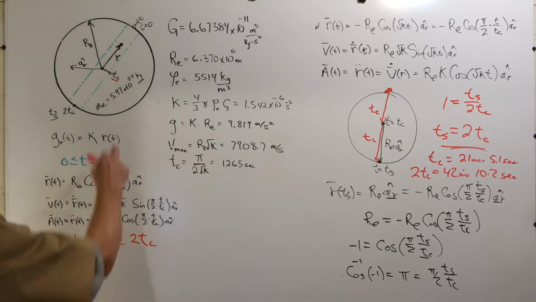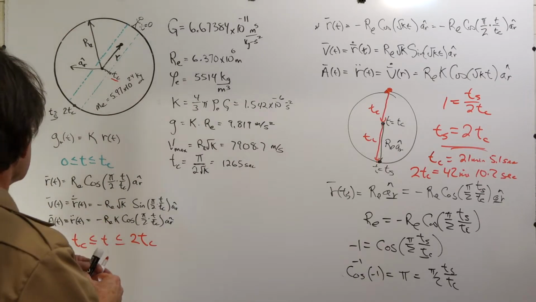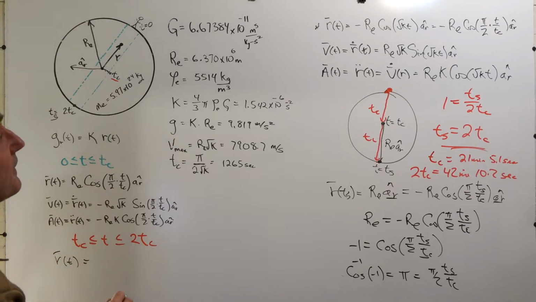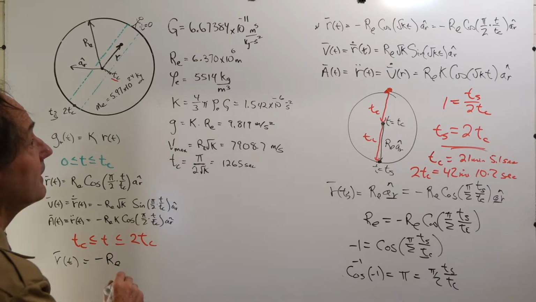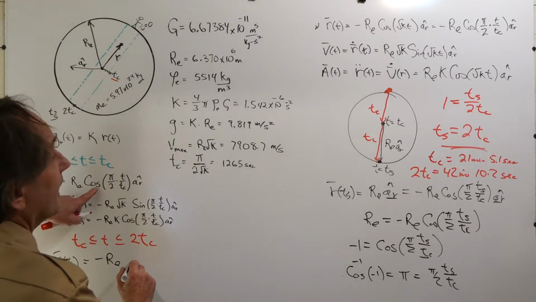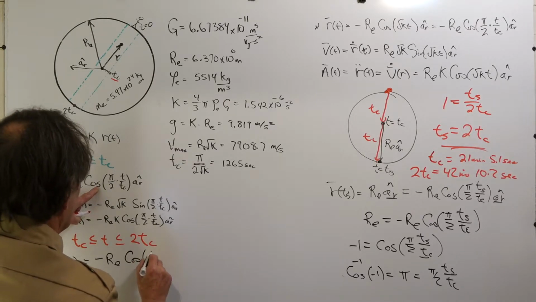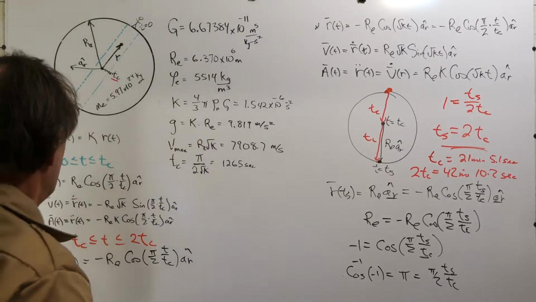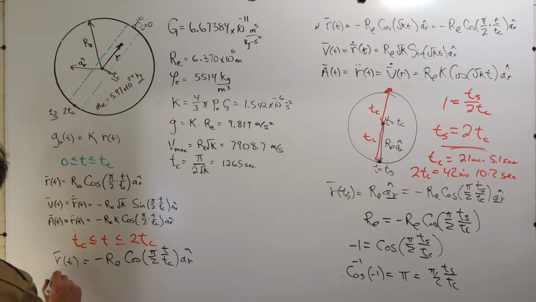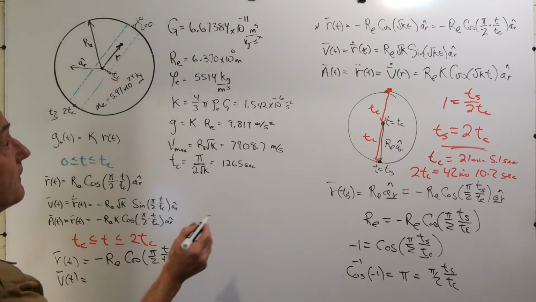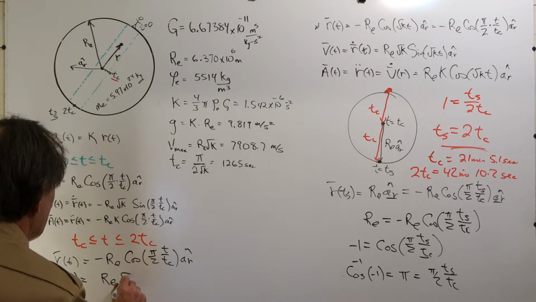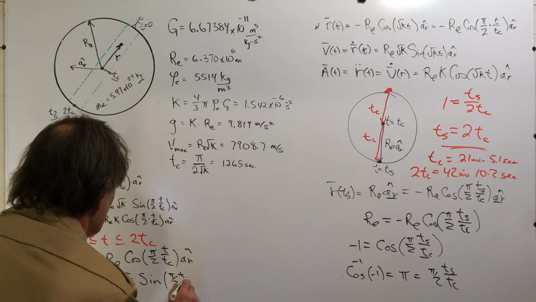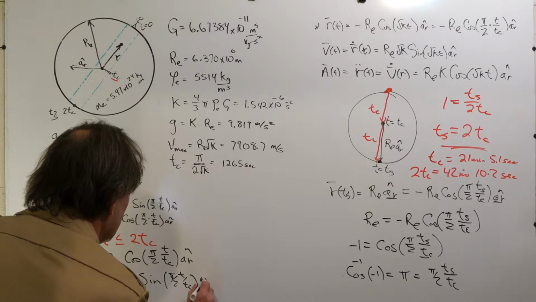From t_c to 2 t_c, from here to here, our equations now are r of t is minus R_E times the cosine of pi over 2 t over t_c in the a_r direction, and the velocity is R_E square root of k times the sine of pi over 2 t over t_c in the a_r direction.